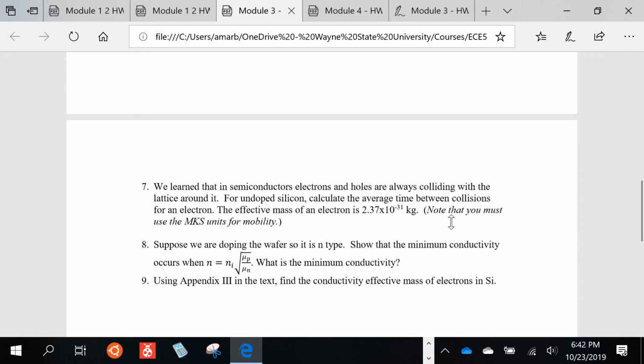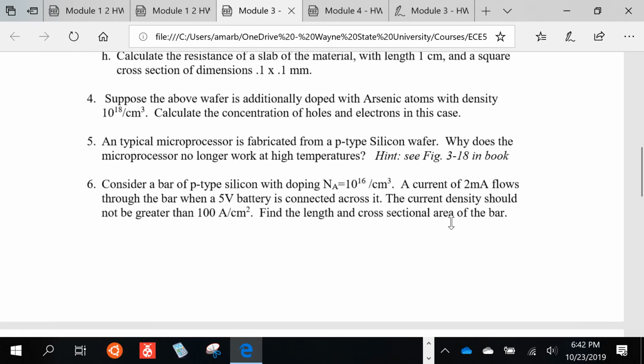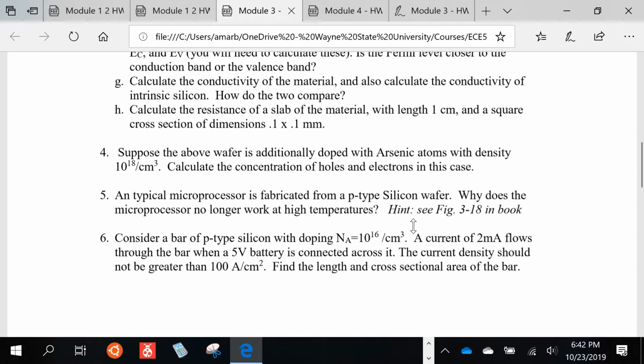Can we discuss question 5 real quick? Can we go over it? Okay, sure. A typical microprocessor is fabricated from a P-type silicon wafer. Why does a microprocessor no longer work at high temperatures?